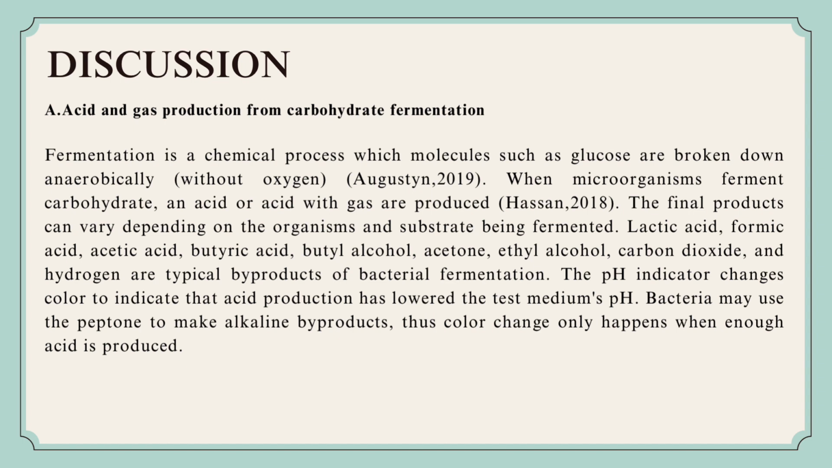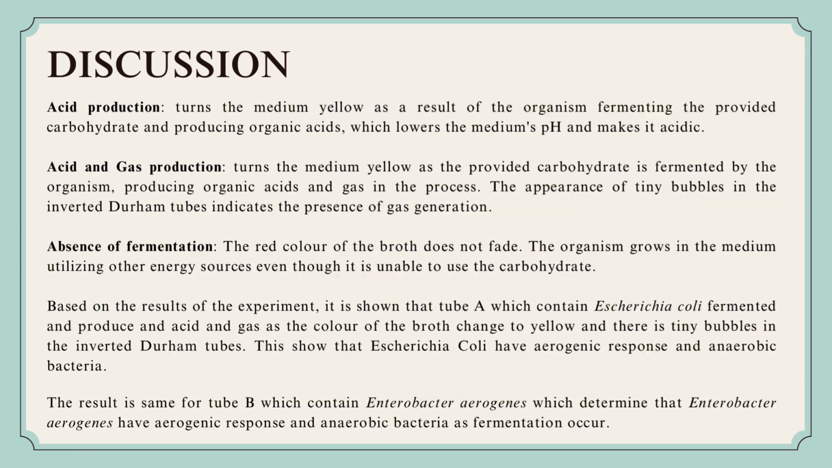Lactic acid, formic acid, acetic acid, butyric acid, butyl alcohol, acetone, ethyl alcohol, carbon dioxide, and hydrogen are typical byproducts of bacterial fermentation. The pH indicator changes color to indicate that acid production has lowered the test medium's pH. Bacteria may use the peptone to make alkaline byproducts, thus color change only happens when enough acid is produced.